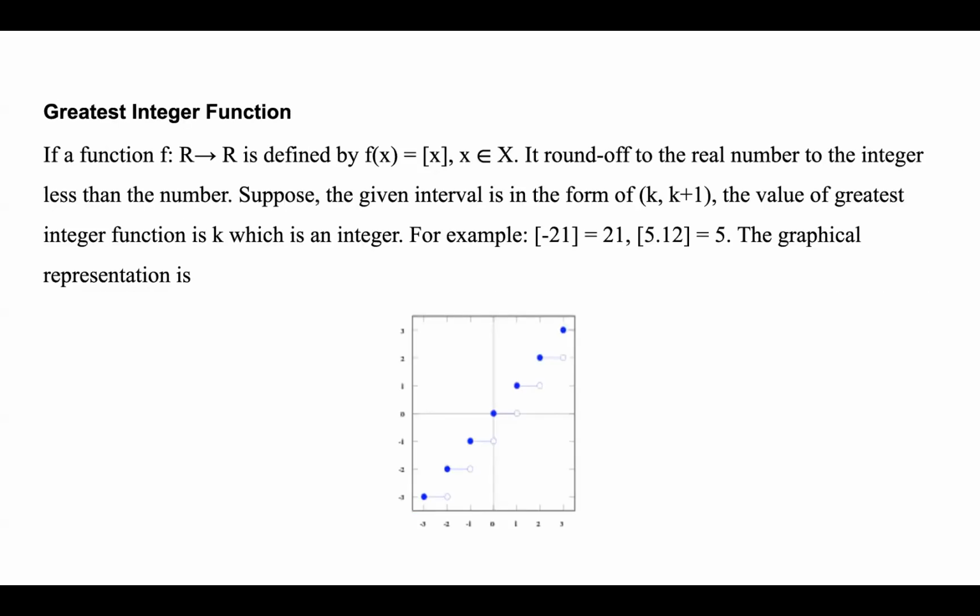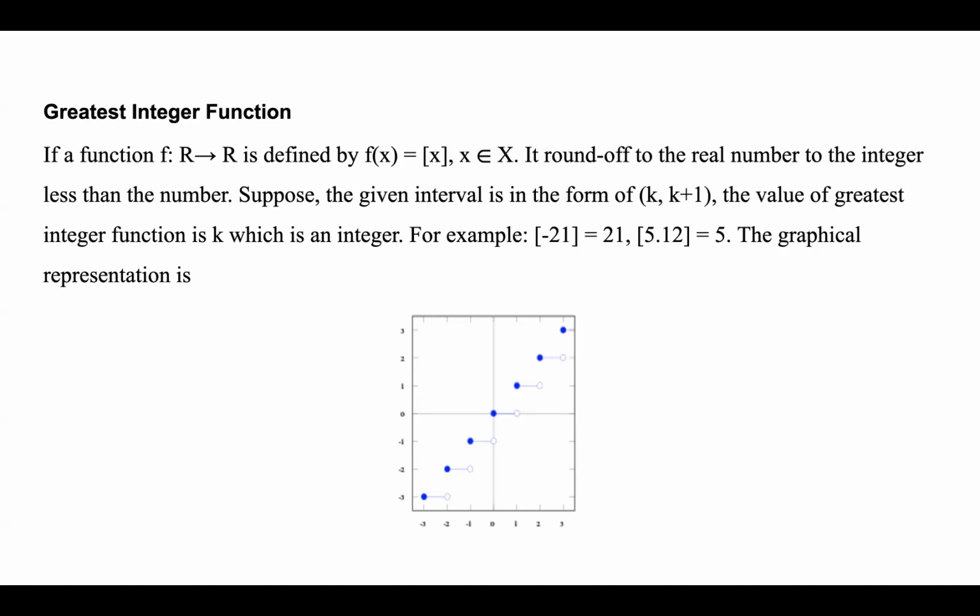The next is the greatest integer function. Now, what does this greatest integer function deal with? Round off values. Suppose we take, for example, -21 as 21, 5.12 as 5. We take the round numbers, or solid numbers, when considering numbers like 5.12 and so on. It rounds off the real number to the integer less than the number.